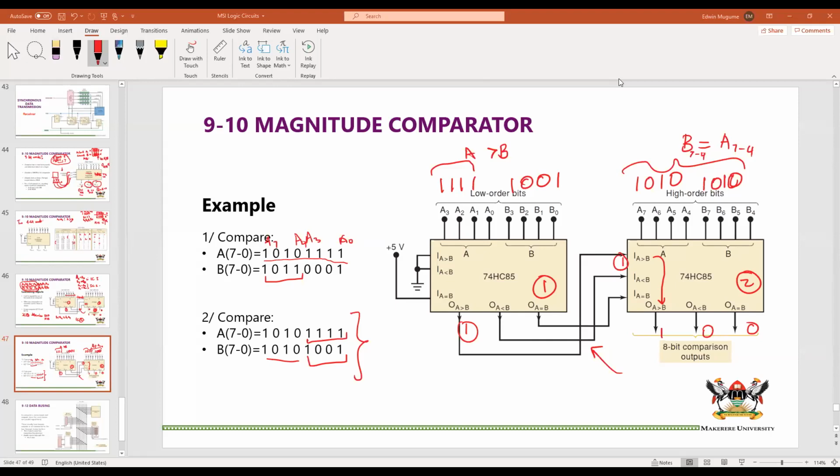I'm back. Let's continue. Richard asks, in the case of high order bits, A and B, which is the most significant? I'm not very certain that I get your question.